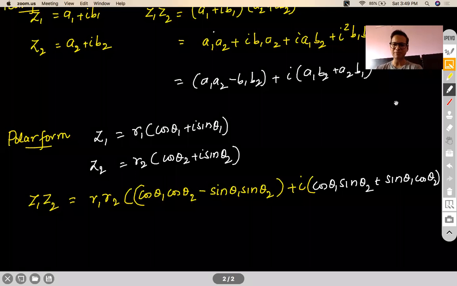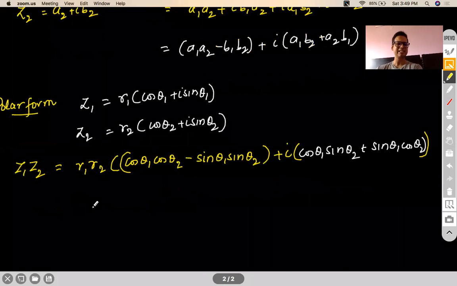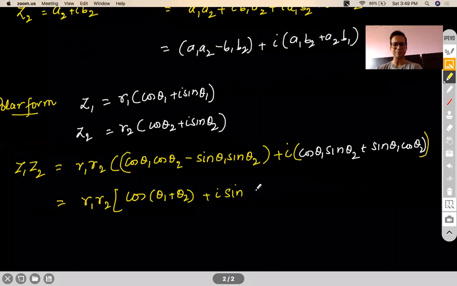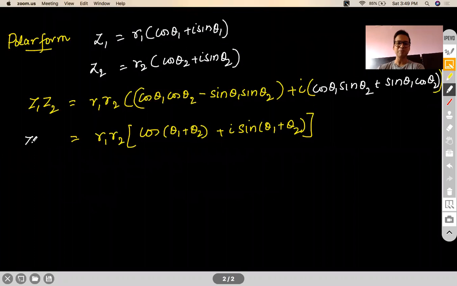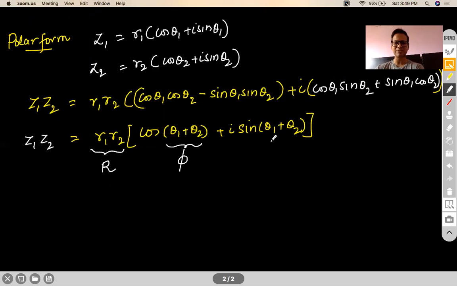Now, those who have done trigonometry, in fact all of you have, would know that this is nothing but the compound angle expansion for cos of theta 1 plus theta 2, and this is the compound angle expansion for sin of theta 1 plus theta 2. Now, this is very useful information. I get a complex number whose modulus is this, and argument is this, so let me call it phi for the time being.